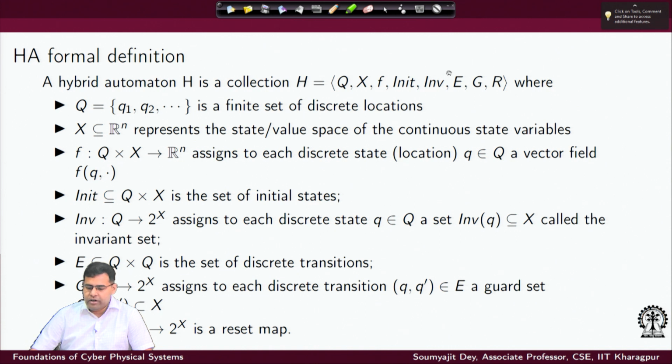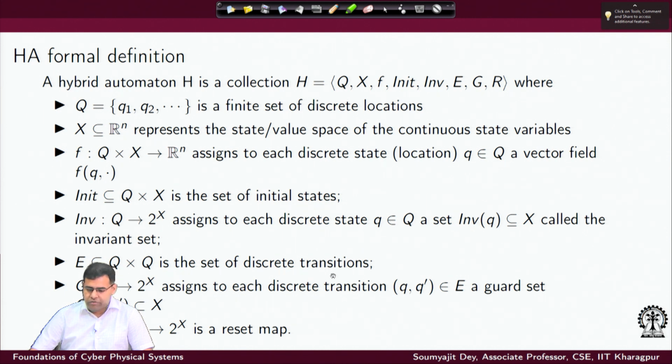We have location invariants, basically relations which tell me what must be true if the system has to reside in that location. That means if I am in the location q, my valuation of the continuous variables must be inside this set inv q. That means it should satisfy a corresponding equational relation.